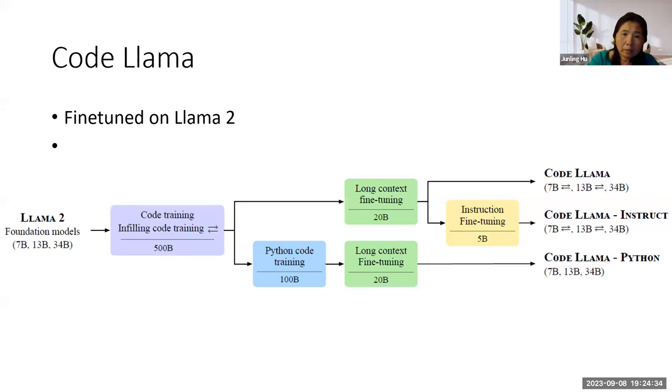Now, what fine-tuning have they done on top of Llama 2? Essentially, Meta released three fine-tuned models. One is called Code Llama itself. You can see here it went through two steps. One is in the purple box: it did some infilling code training on 500 billion tokens. I will explain what the infilling training is. It's different from what we know so far. Today's paper introduced two major new methodologies for how we do fine-tuning.